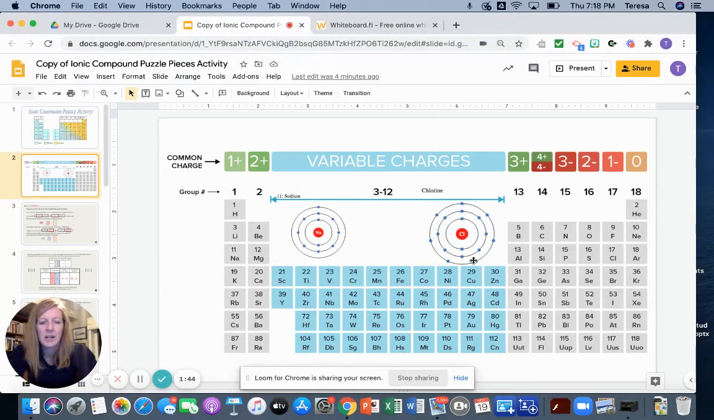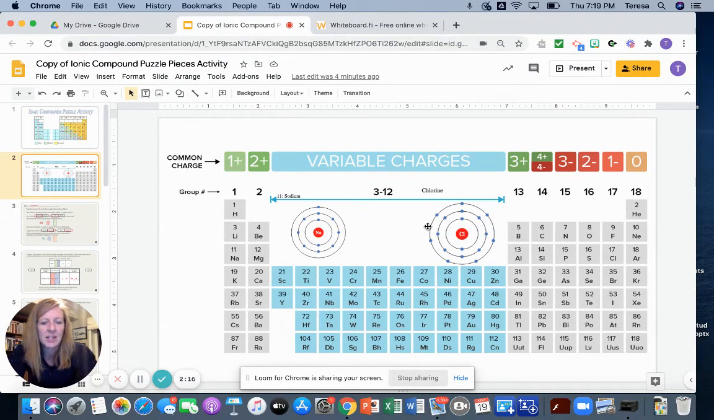Atoms like chlorine, chlorine is over here. Its valence number is 7. It's got 7 valence electrons, so it wants one more. If it gains one more electron, let's say from sodium, now it's got 1, 2, 3, 4, 5, 6, 7, 8. So its outermost shell will be filled if it gains one electron.